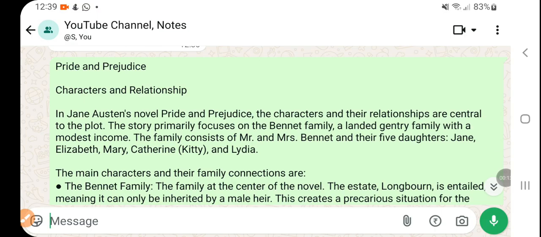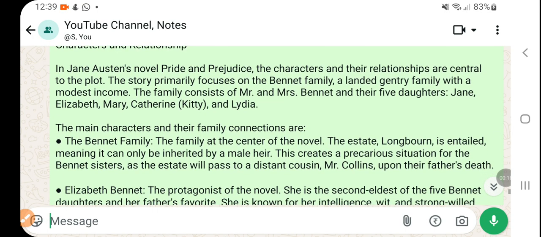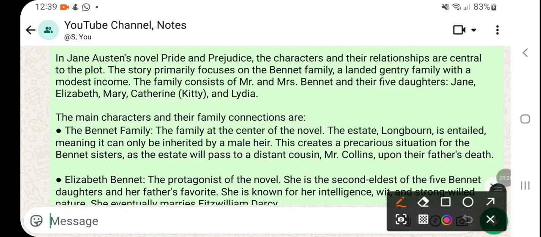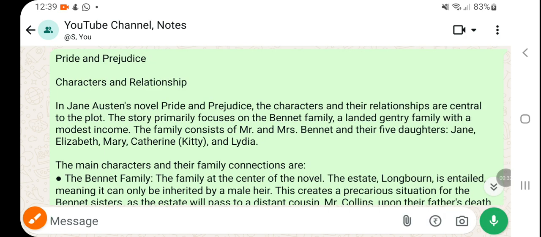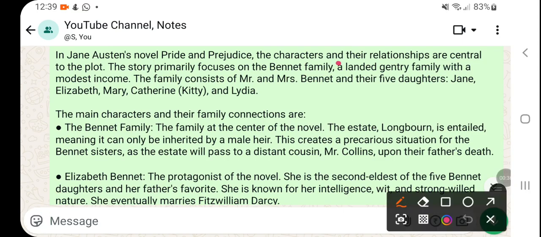So here we are discussing characters and relationships. In Jane Austen's novel Pride and Prejudice, the characters and their relationships are central to the plot. So the novel is Pride and Prejudice. Let us see, the story primarily focuses on the Bennet family.